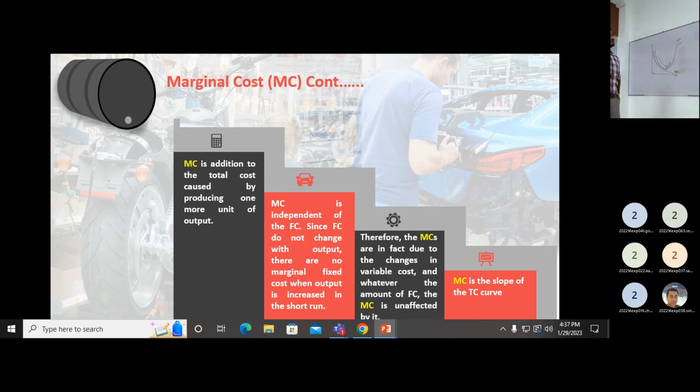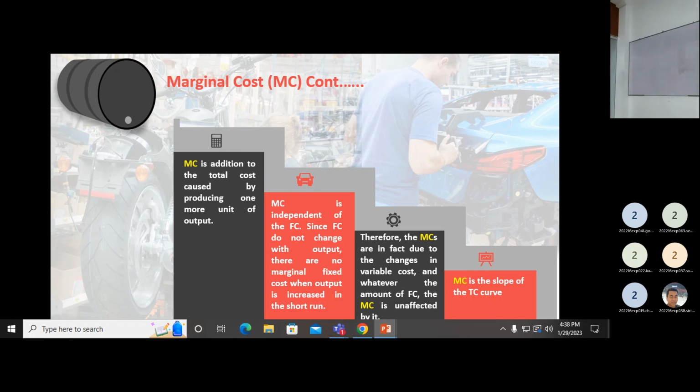So here it says marginal cost is the addition to the total cost caused by producing one more unit of output. Right? If you produce one output additionally, what is the additional cost? That is simply marginal cost. So here it says marginal cost is independent of the fixed cost. Marginal cost is independent from the fixed cost. Is that correct?